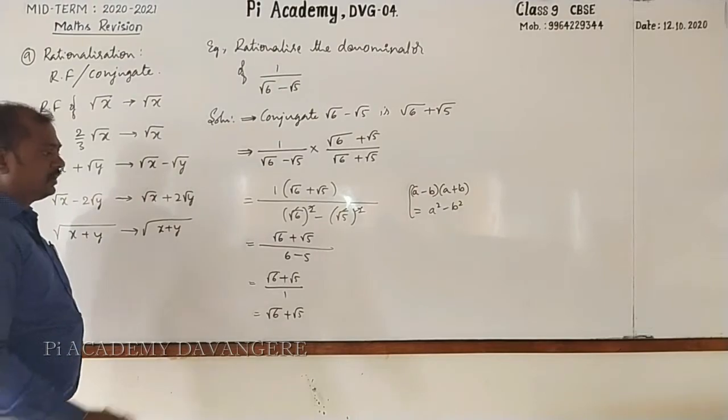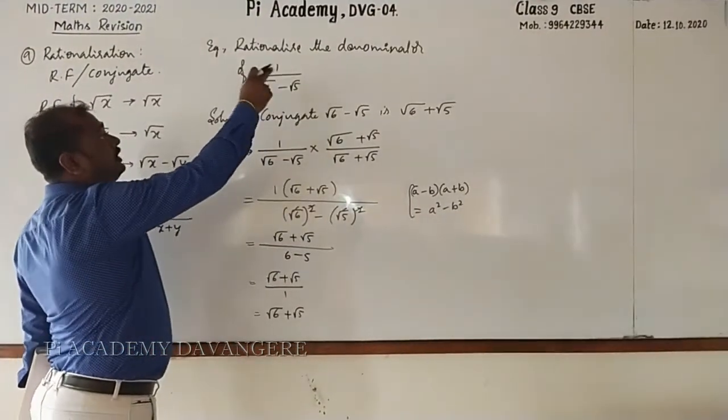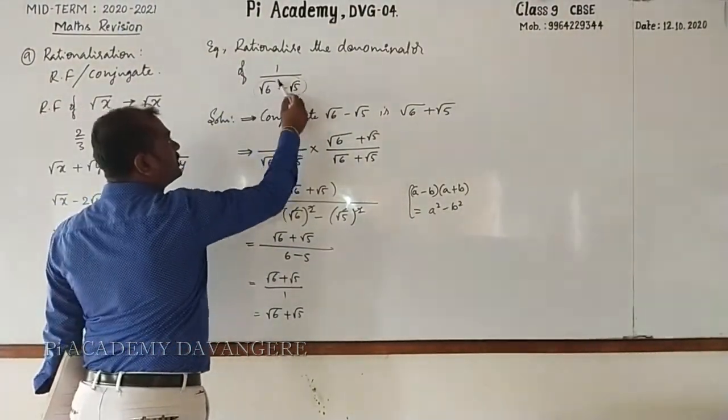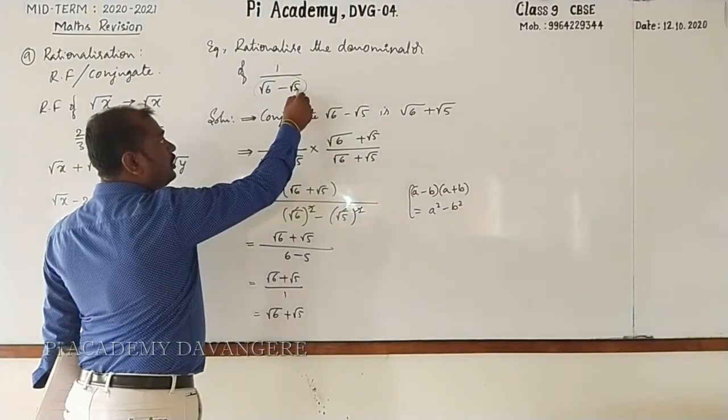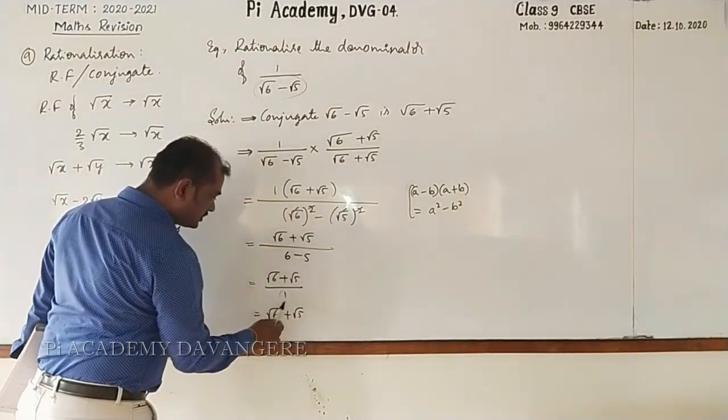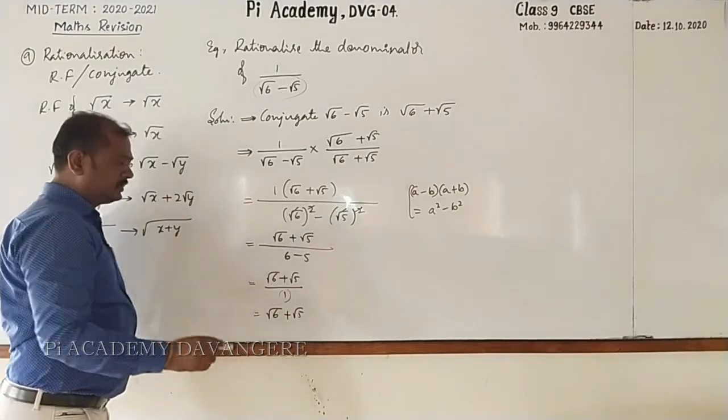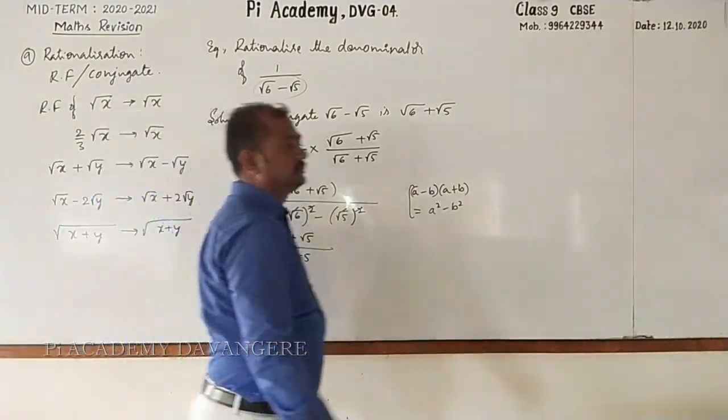Followed? Then observe it. Rationalize the denominator. Denominator root 6 minus root 5. What is its rationalization? This is 1. Got it? Yes. Got it.